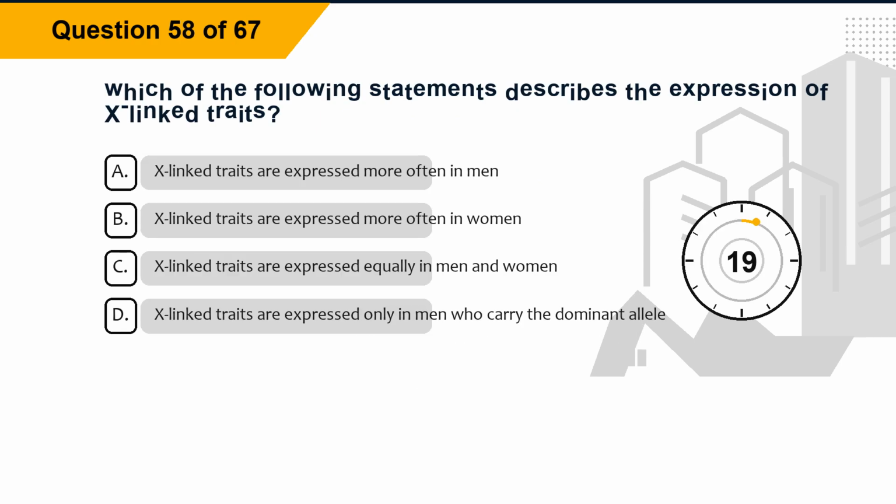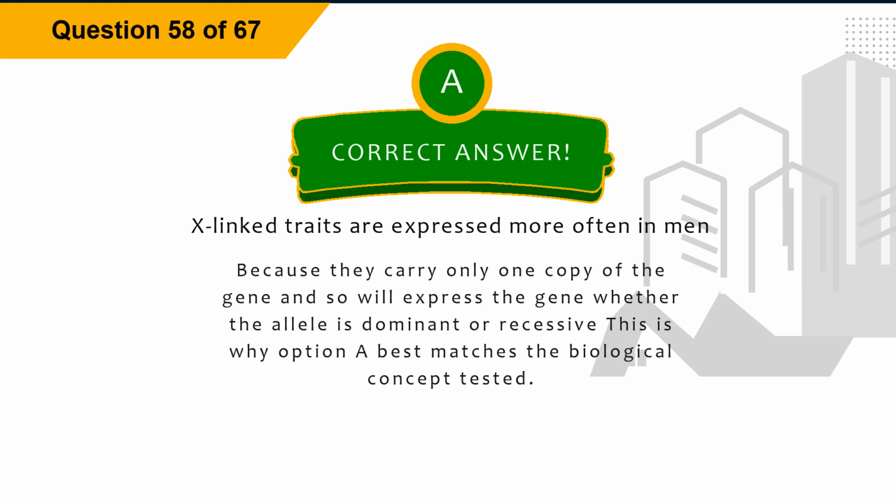Question 58. Which of the following statements describes the expression of X-linked traits? Option A, X-linked traits are expressed more often in men. Option B, X-linked traits are expressed more often in women. Option C, X-linked traits are expressed equally in men and women. Option D, X-linked traits are expressed only in men who carry the dominant allele. The correct answer is option A, X-linked traits are expressed more often in men. Explanation: because they carry only one copy of the gene, they will express the gene whether the allele is dominant or recessive. This is why option A best matches the biological concept tested.